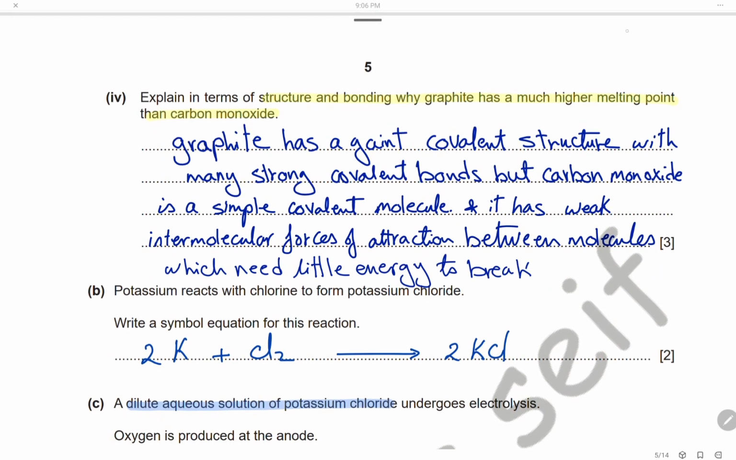Explain in terms of structure and bonding why graphite has much higher melting point than carbon monoxide. Graphite has a giant covalent structure with many strong covalent bonds, but carbon monoxide is a simple covalent molecule. It has weak intermolecular forces of attraction between the molecules, which of course need a little energy to break.